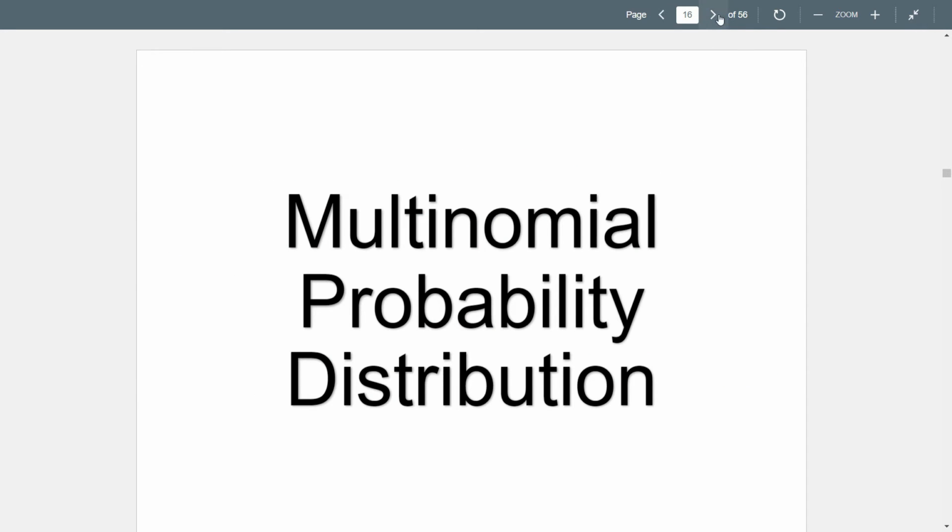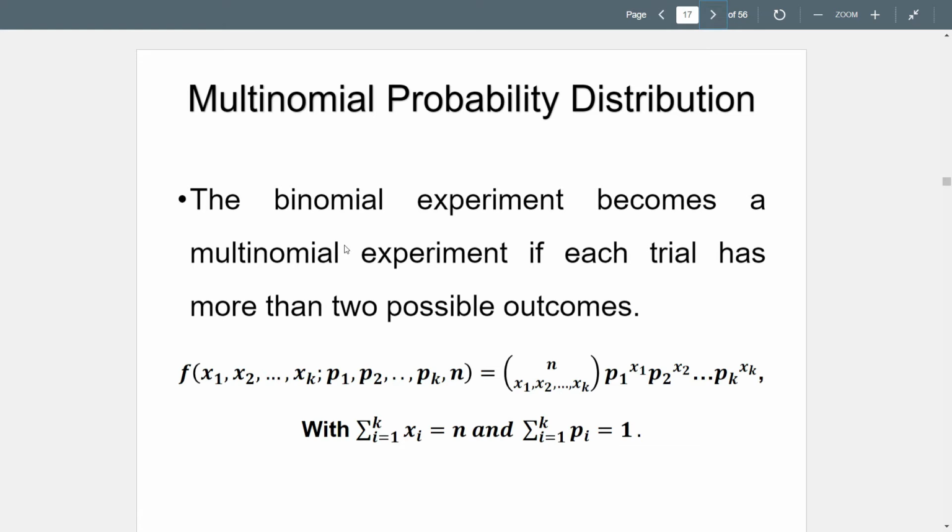Now, multinomial probability. The binomial experiment becomes a multinomial experiment if each trial has more than two possible outcomes. For the formula here, there's something wrong with this one. This is called the partition or partial probability. It should be written as x1 factorial, x2 factorial, and so on, and this will be n factorial.